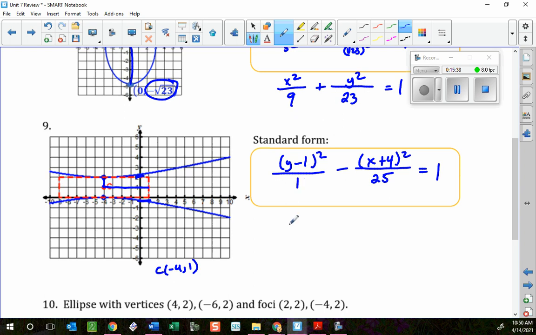So frankly, you could just write this problem like this: y minus 1 squared minus x plus 4 squared over 25 equals 1. You don't have to have this 1 underneath here, but either way is fine. Just be able to recognize both.